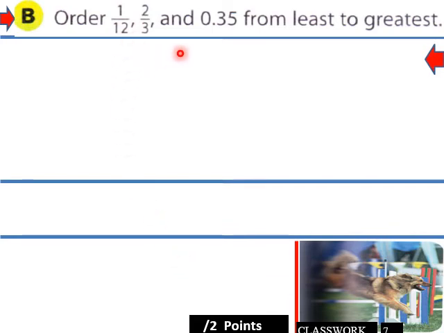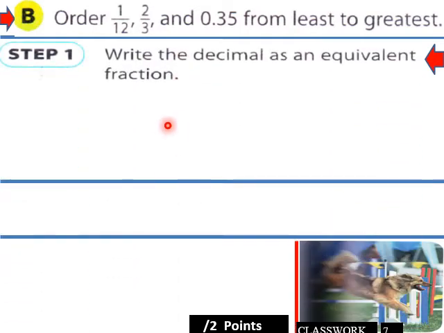Okay, order 1/12, 2/3, and 0.35 from least to greatest, students. On your classwork sheet, page 7, write the decimal as an equivalent fraction. So 0.35 would be 35 over 100, or in simplest form, 7 over 20.